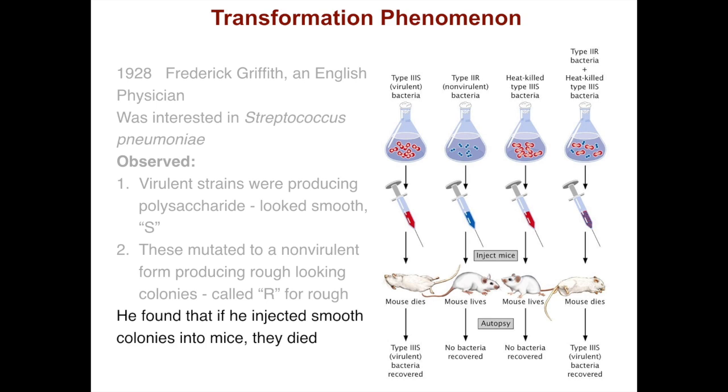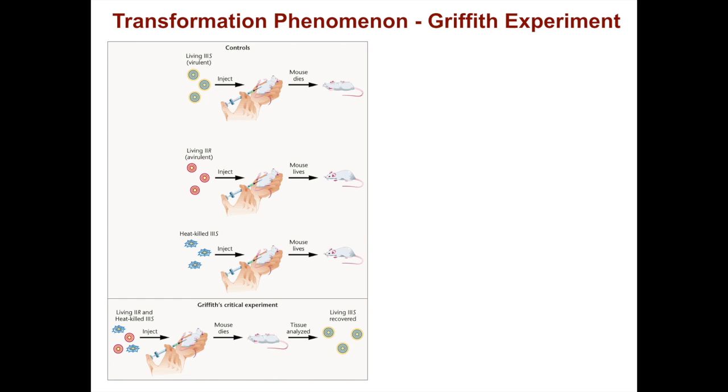So how did this transformation occur? So here's another example of the experiment here on the left. Virulent kills the mouse, avirulent, the mouse lives. Heat-killed virulent, the mouse lives. Griffith's experiment shows that if you mix heat-killed virulent with living non-virulent, you can get death of the mice, and you can recover living smooth colonies from these mice.